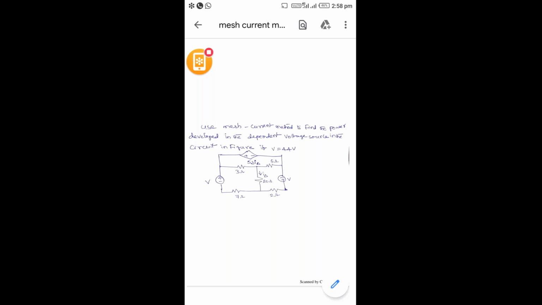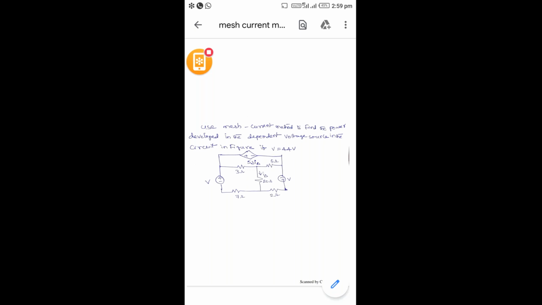We apply that condition to the circuit. We have to identify how many loops there are in the circuit and write the currents in each loop. From this circuit there are 3 loops, so we can assume 3 currents, I1, I2 and I3. But our goal is to find the power developed in the dependent voltage source in the circuit.